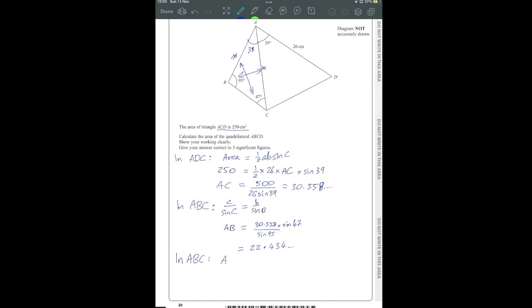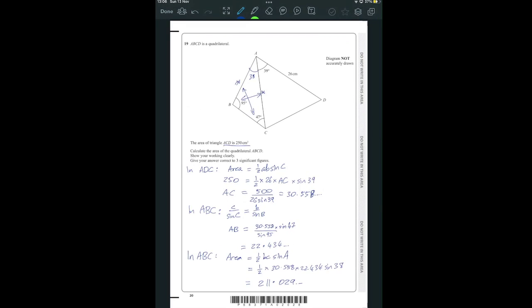In ABC, the area is a half. Well, I'm going to change the letters because I'm using that angle at A. So half BC sine A. Doesn't roll off the tongue quite as well. And then plug in the numbers. So that's 30.558 times the 22.434 times sine of that angle we've just calculated. 0.5 times 30.558 times 22.434 times sine of the angle comes out as 211. And again, I'm going to give a couple more decimal places.